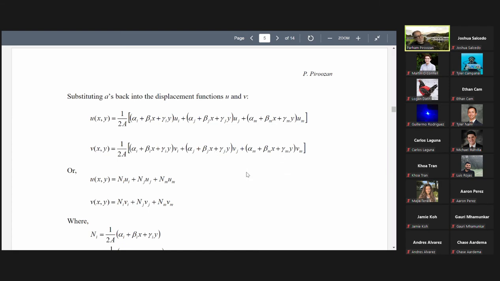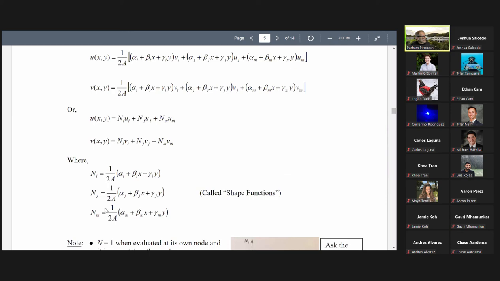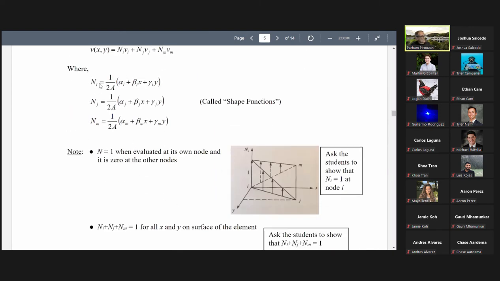Question for you: in this class, we use N for what? Shape functions. Shape functions, very good, you're right. Shape functions are shown by NI, NJ, NM, and these are here. They play an important role in finite element methods. These are shape functions, and remember, they have some properties.